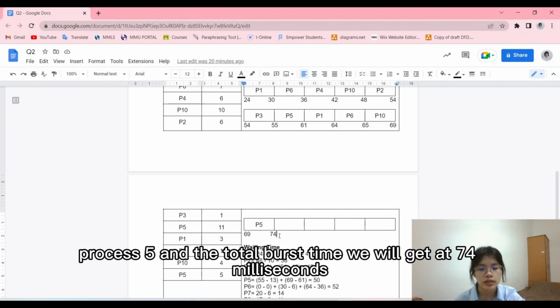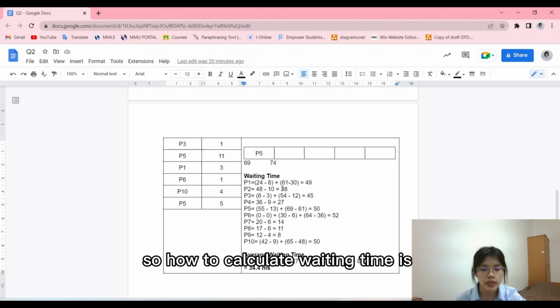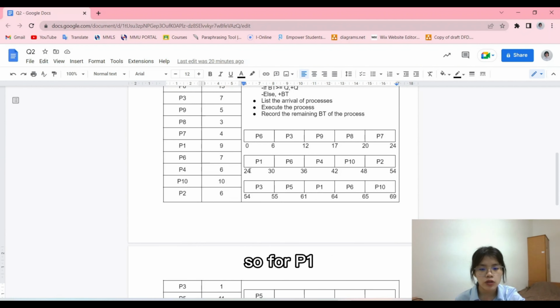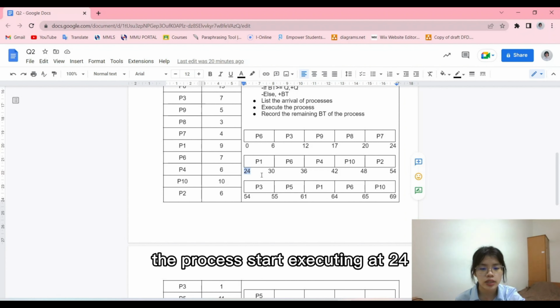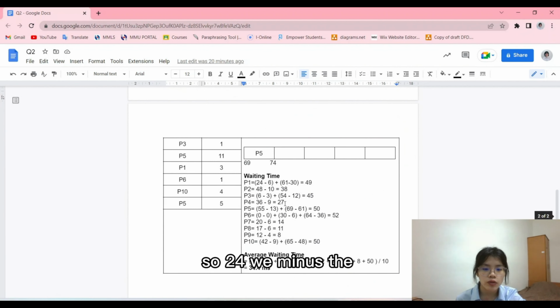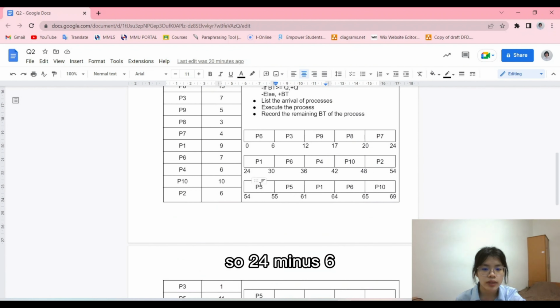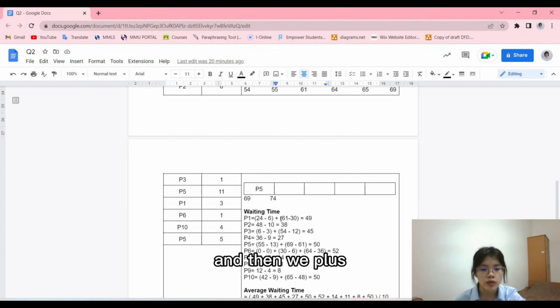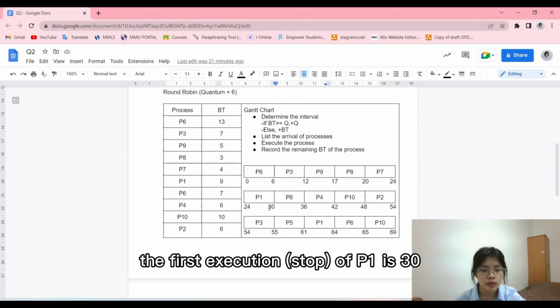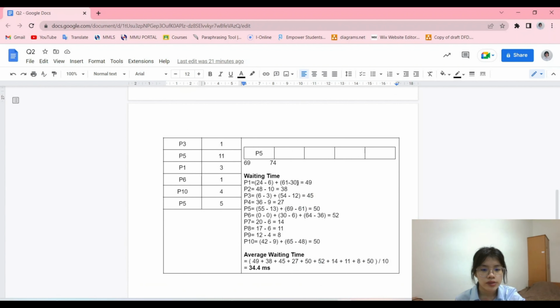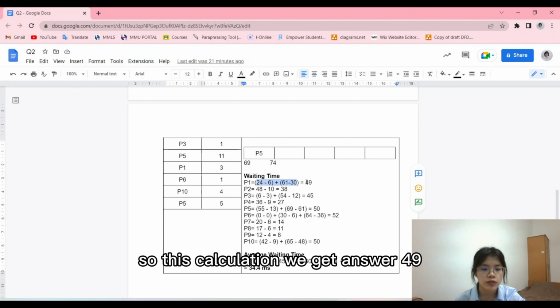After executing all these processes, we finally stop at process 5, and the total time we get is 74. So to calculate waiting time, we first look at when the process starts to execute. For P1, the process starts executing at 24. So 24 minus the arrival time for process 1, which is 6, and then we add the difference between the continued execution at 61 and the first execution end at 30. So 61 minus 30. This calculation gives the answer 49.